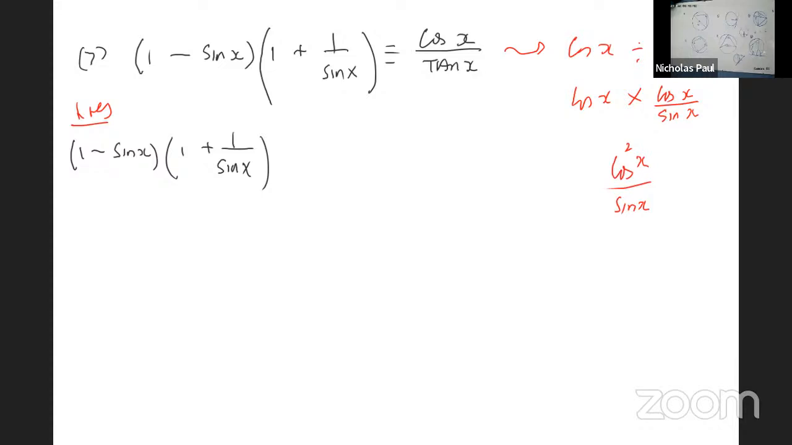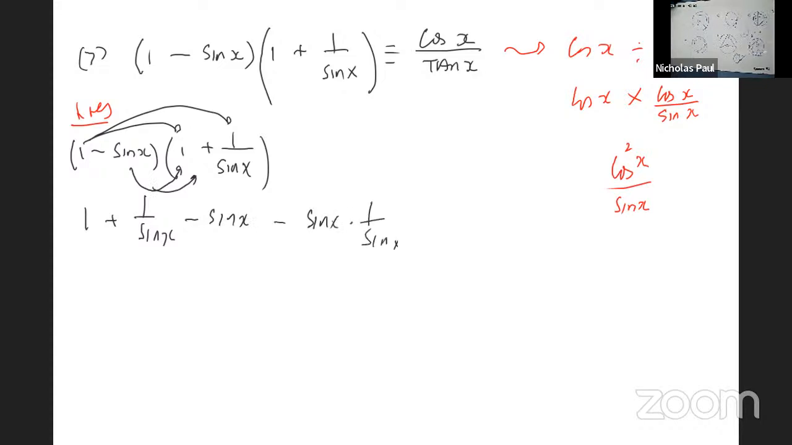If you multiply it out correctly, 1 by 1 is 1. 1 by 1 plus sine x, minus sine x by 1, minus sine x by 1 on sine x. What will happen here? Sine will cancel. So you'll be left with 1 plus 1 on sine x minus sine x minus 1. What will happen to the ones? They cancel off, right?